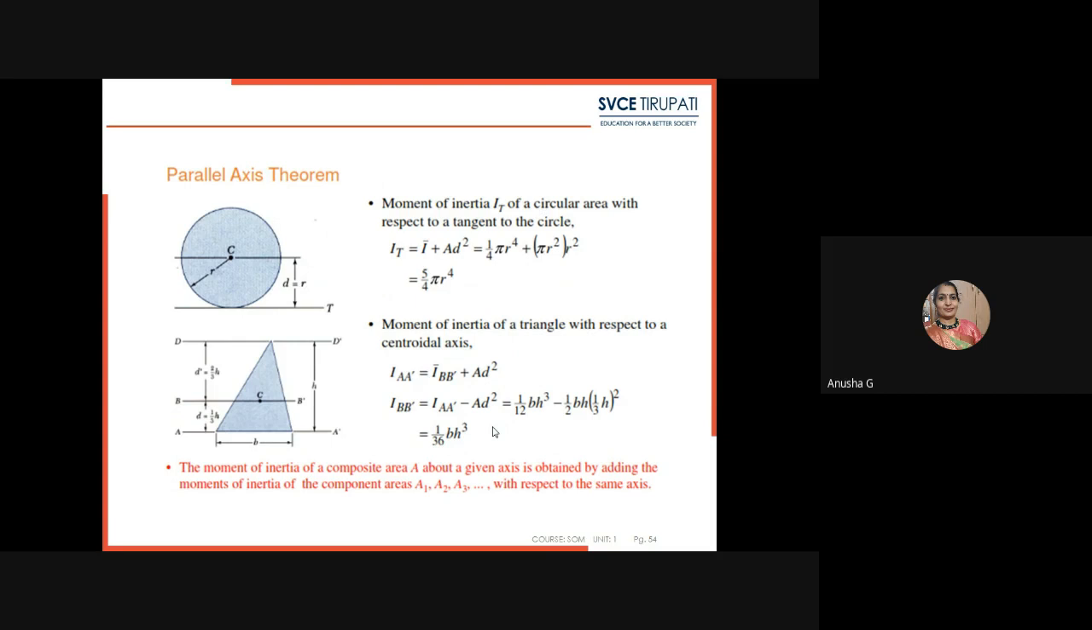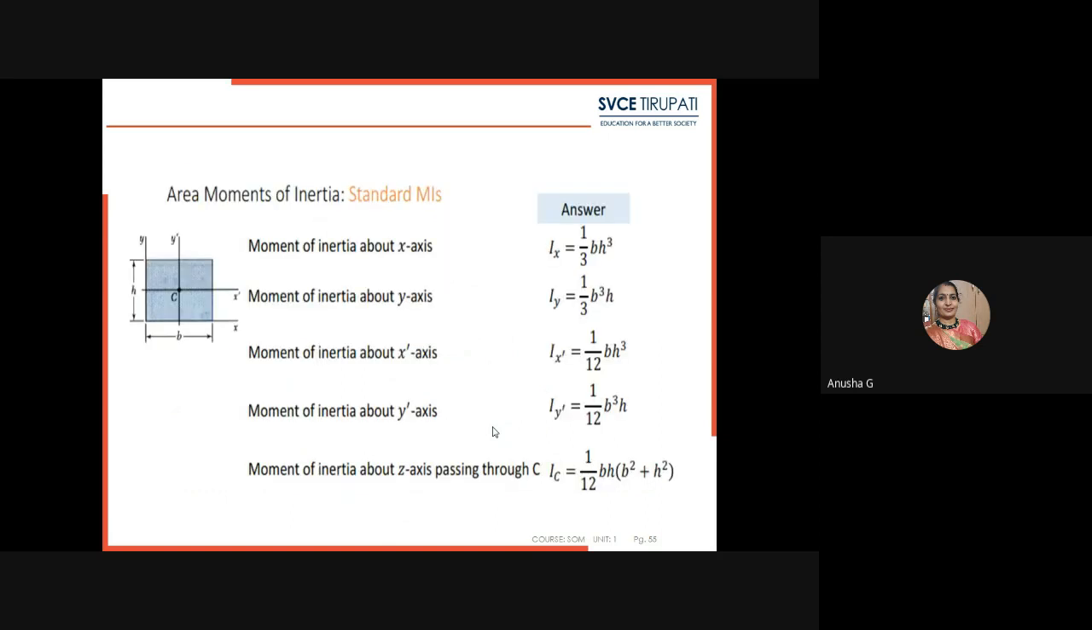For a circular shape, pi r power 4 by 4. For a triangle, bh cubed by 36. For a rectangle, the value will be bh cubed by 3, in the x direction and y direction, and the moment of inertia changes depending upon x bar and y bar. Whenever we consider the moment, we have to consider whether we are taking it from the base or from the centroid. If from the base, the value is bh cubed by 3. If from the centroid, the value is bh cubed by 12. That is only the small difference you have to remember.